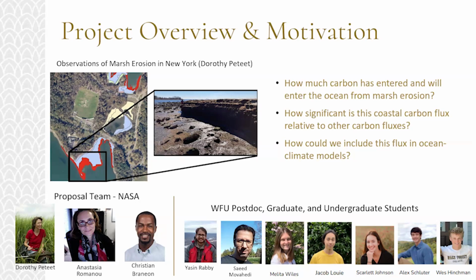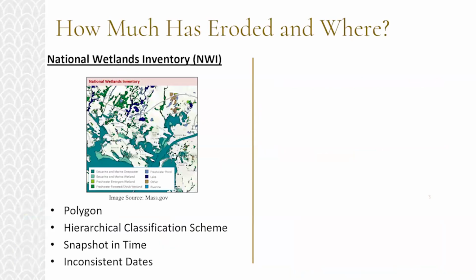Also on my team is Natasha Romanu. She's a modeler at NASA and works on coupled global ocean climate models that are really coarse scale. And Christian Bragnon, who looks at impacts of climate change. So our guiding questions are: how much carbon is entering the ocean, and how significant is this flux compared to other carbon fluxes that we're already accounting for in our models? And what's a good first step of integrating this flux into some of these coarser large-scale models? So we're looking at a really large scale. I've also worked with a lot of students at Wake Forest that I brought into this project at undergraduate, graduate, and postdoc levels.